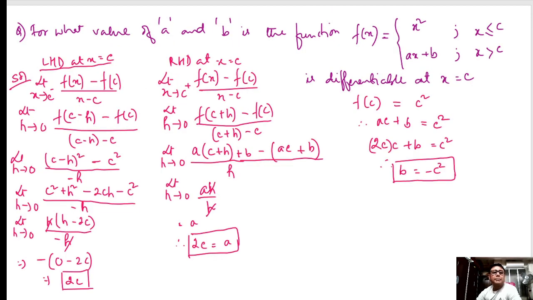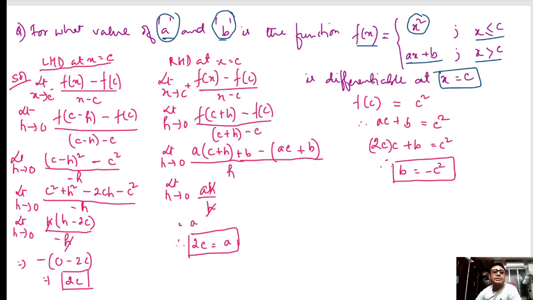Let's see the next sum. For what value of a and b is the function this, we will take x square if it is less than or equal to c, and we will take ax plus b if it is greater than c, and I have to find the values of a and b, and they are telling it is differentiable at x equal to c.